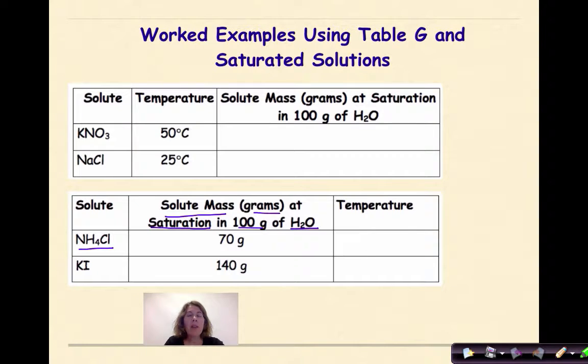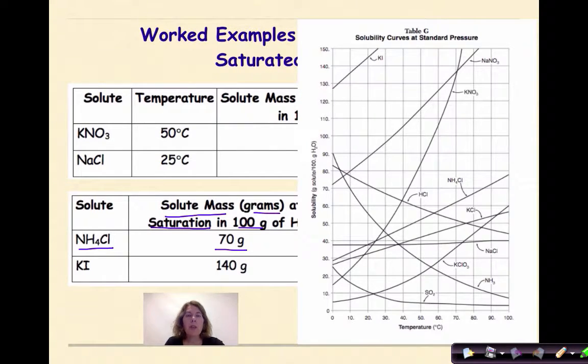We're going to find the line for ammonium chloride, and look at the temperature where we can dissolve 70 grams of solute. So again, the first thing I'm going to do is find the line for ammonium chloride. Where's ammonium chloride? It's right here, because there's the compound and there's the arrow pointing to it.